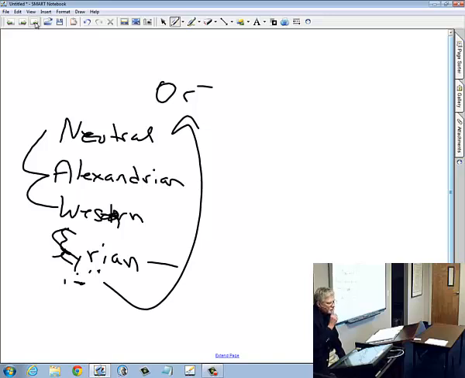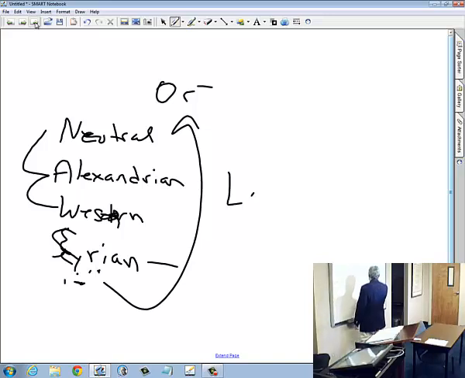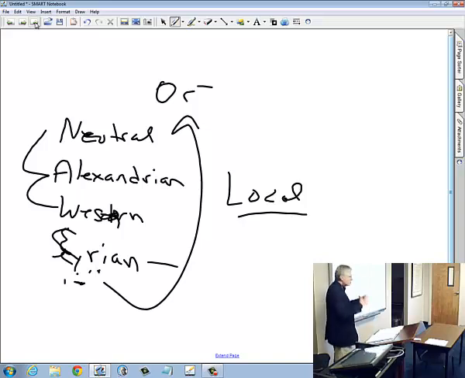The terminology. B.F. Streeter, a name that you should be familiar with here as well, developed from this more what was identified as the local text. The local text theory. Essentially the same notion, but he changed some of the terminology.